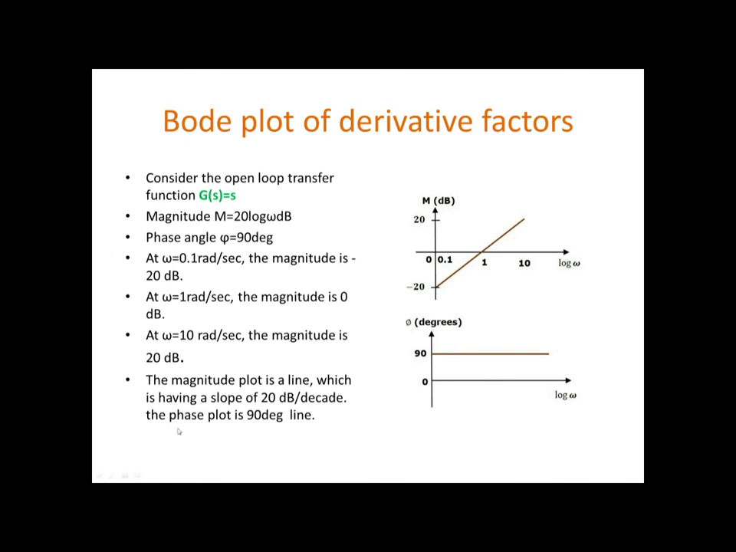So what does it mean? That means if there are two zeros at origin, the power will be s squared and the magnitude will be 2 into 20 log omega. That means actually it is 40 log omega, and the phase angle will be 2 into 90, that means 180 degrees. And like this we can easily find out the n number of zeros located at origin. Then we can find out the bode plot of multiple derivative factors by just multiplying n in the magnitude and the phase angle.